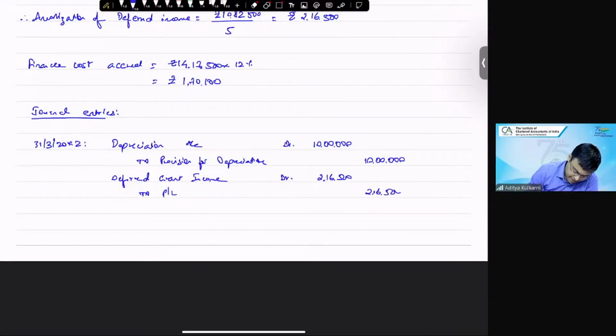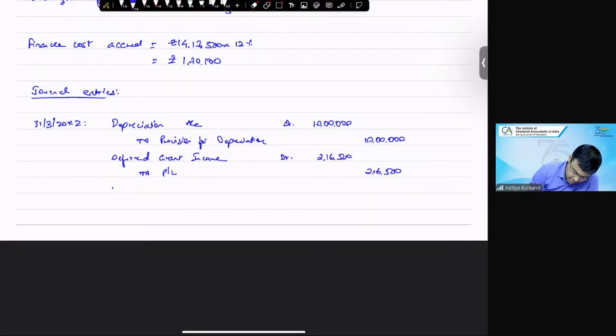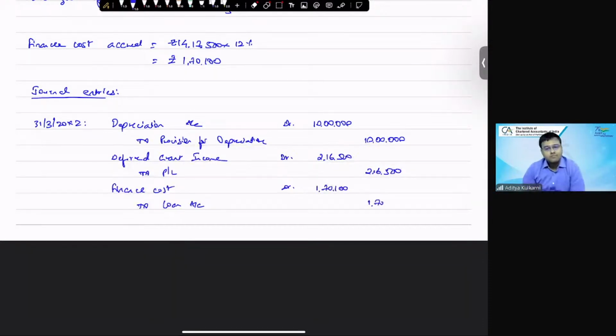And finally, finance cost account debit to loan. Yes, that's right. 1,70,100. Is it okay, everyone? Yes. So this finance cost will also go in P&L, right? Yes, absolutely. P&L. Okay. Finance cost to P&L 1,70,100.